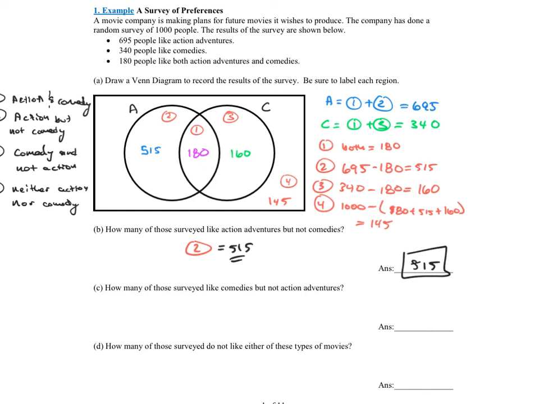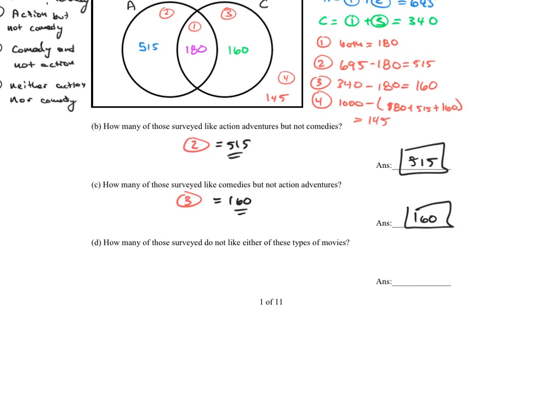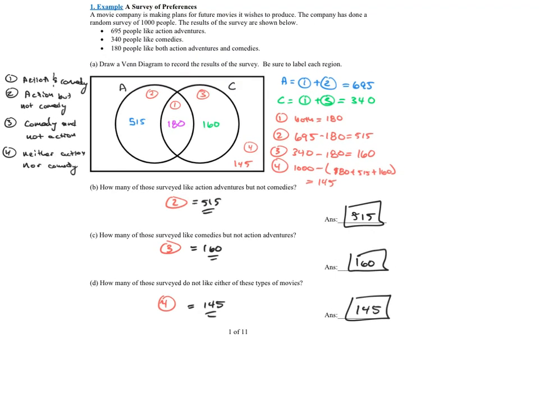How many of those surveyed like comedies but not action adventure? Comedies but not action adventure, we already said, is represented by region 3. Region 3 is 160 different people. How many of those surveyed do not like either of these types of movies? That's not action and not comedy. We're talking about region 4 here. Well, we've already done the math for that. The answer is 145.